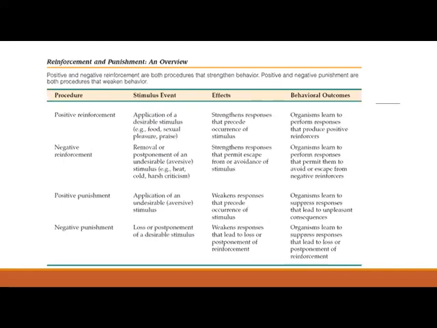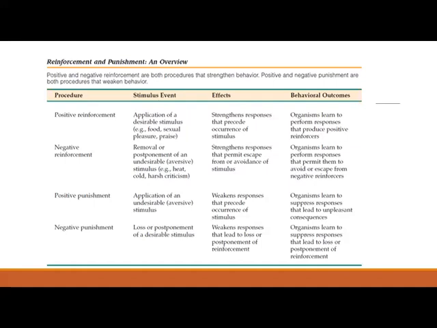Now, this is a table which is an overview of reinforcement and punishment. Positive reinforcement is the application of a desirable stimulus, which strengthens responses that precede the occurrence of the stimulus. The organisms learn to perform responses that produce positive reinforcers. In negative reinforcement, there is removal or postponement of an undesirable stimulus, that is heat, cold, or harsh criticism. This will strengthen responses that permit escape from or avoidance of the stimulus. The organisms learn to perform responses that permit them to avoid or escape from the negative reinforcers.